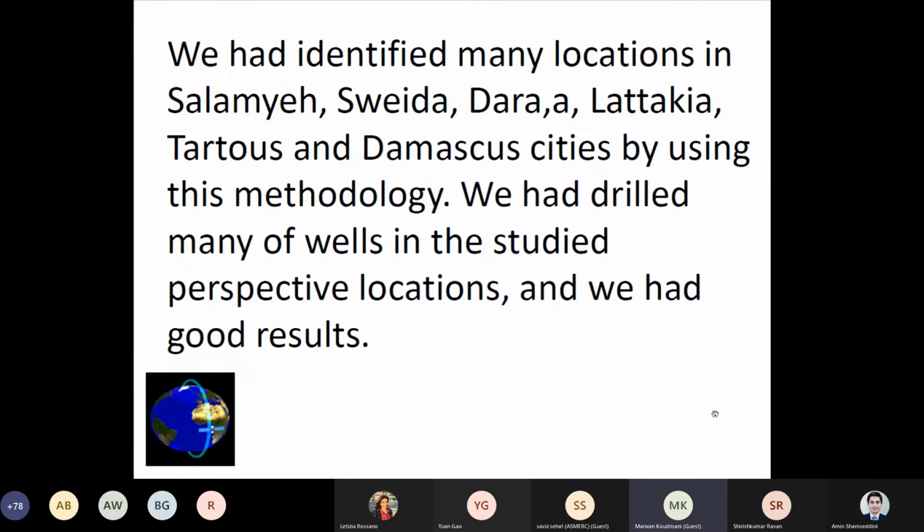We had many locations in Salamiyya, Suwaida, Daraa, Latakia, Tartus, and Damascus cities. By using this methodology, we had drilled many wells in the studied locations, and we had good results of water.